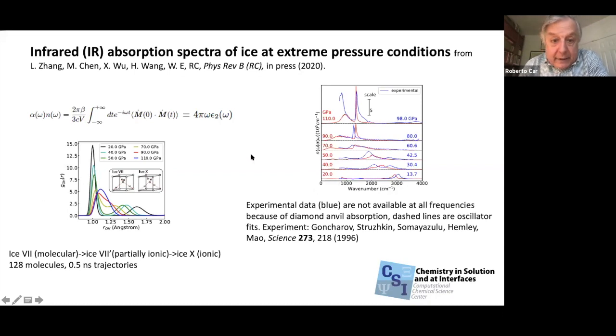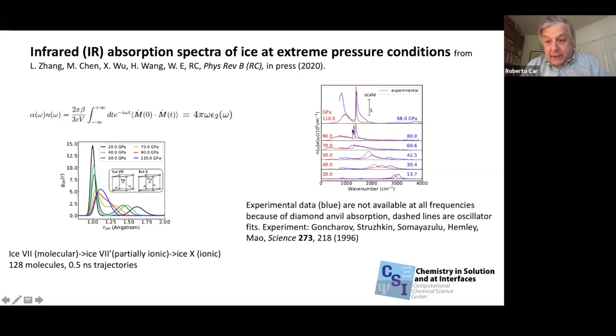Now I report here results for the simulation obtained with our technique, the blue line, compared with experiment. The experiment is an old paper, a fantastic paper published in Science by a group that did a diamond anvil cell experiment. You will notice that in the experiment there are some dashed lines. These dashed lines correspond to regions of the spectrum where they do not have experimental data. They measure epsilon 2 from the reflectance, and because there is strong absorption by the diamond of the anvil cell, these dashed lines in the experiment are obtained from an oscillator fit.